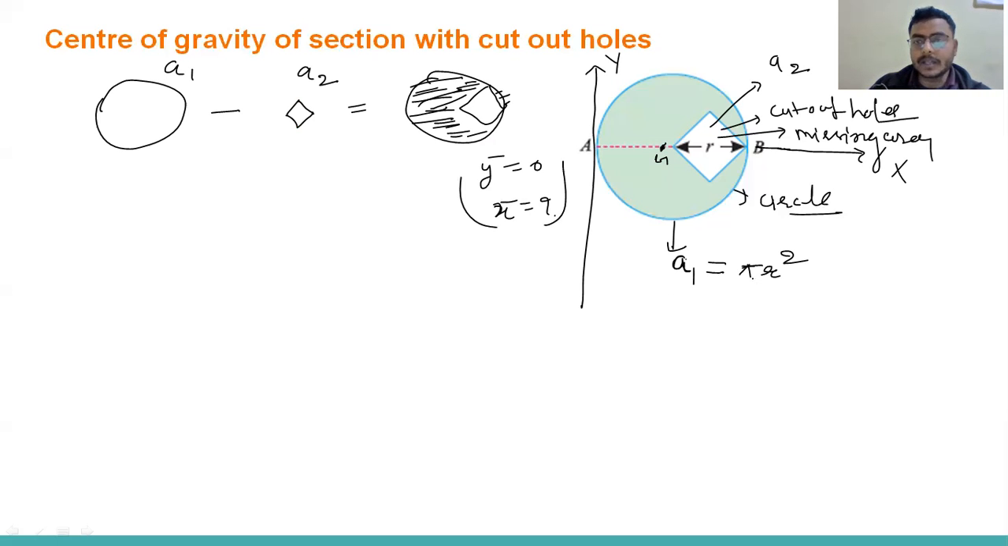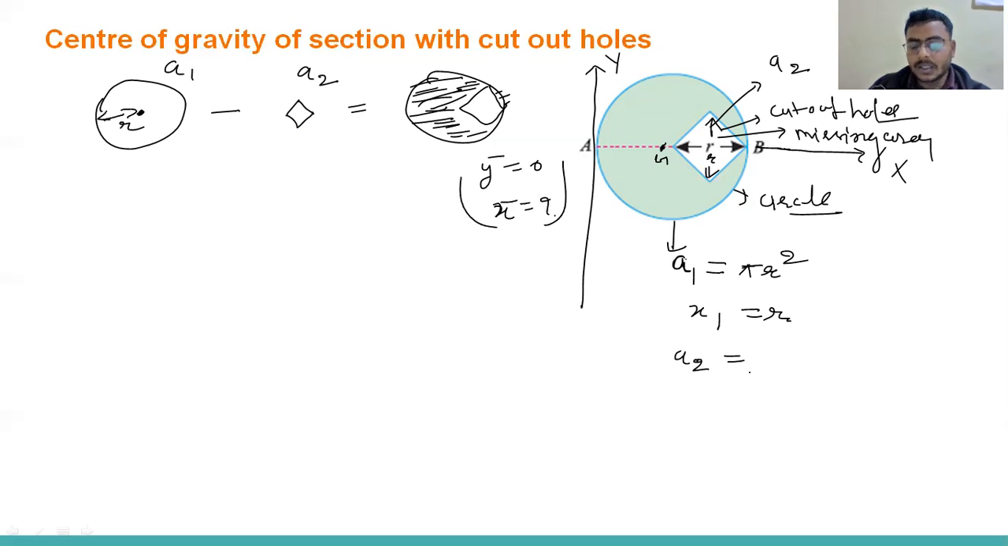A1 will be the area of the circle, that is pi R square. What will be x1? For the circle, the centroid will be here at the center, and this distance is R. So we can write x1 is R. Now come to the missing portion, that is the hole. The area of the hole we have named A2. See, this is a square, and its diagonal is R. Here R is the diagonal, so this one is also R.